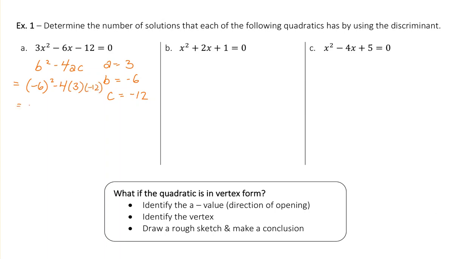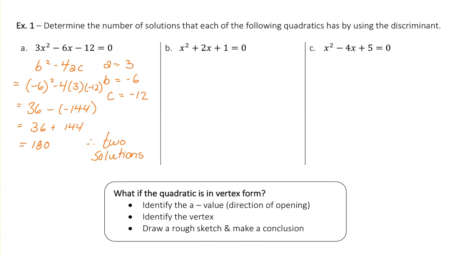Okay, well, negative 6 squared, that's 36. 4 times 3 times negative 12 is negative 144. If we're subtracting negative 144, then we're actually adding it. And our value here is 180. Well, that value is positive and it's greater than 0. Therefore, we have two solutions.